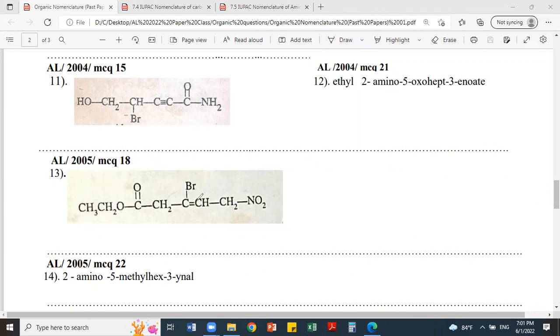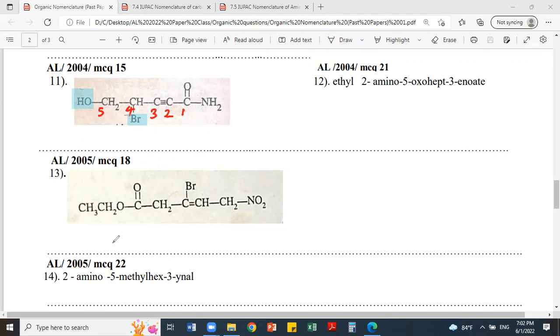Okay, I'll write it for the other. So you have to name this as an amide. So CONH2 should come first. 1, 2, 3, 4, 5. So what are the substituent groups here? Hydroxy and bromo, OH and bromo. So it's an amide, so the name ends in amide. What should come first? Bromo should come first. So I'll write here 5 bromo. Sorry, 4 bromo.